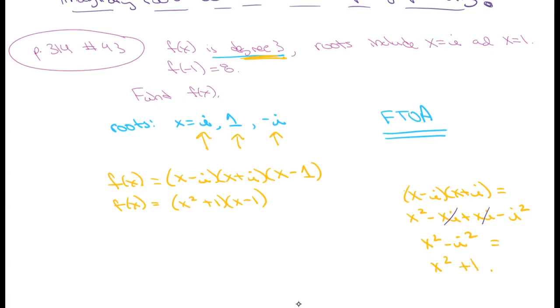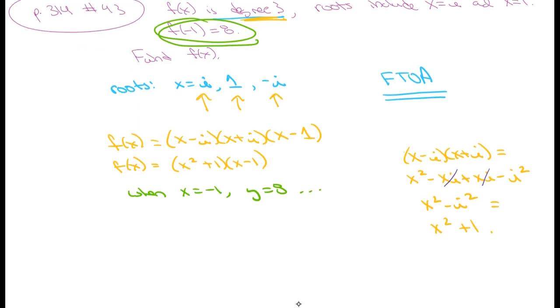Okay? All right, now here's the other detail. We have to incorporate this. f of -1 equals 8. That means when x equals -1, y has to equal 8. Is that true now? Go ahead and plug in -1 in for x. When you plug in -1 in for x here, I get 2 times -2, right? 2 times -2 is certainly not 8.